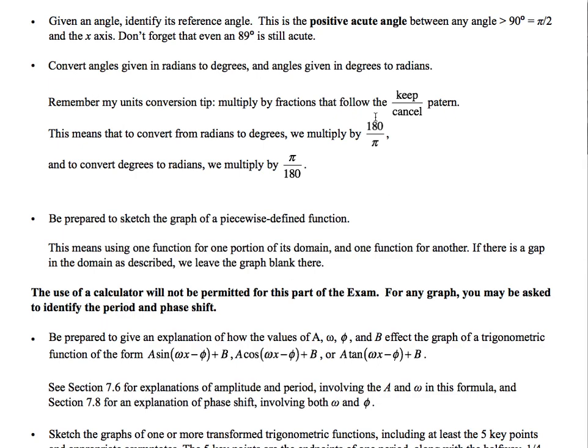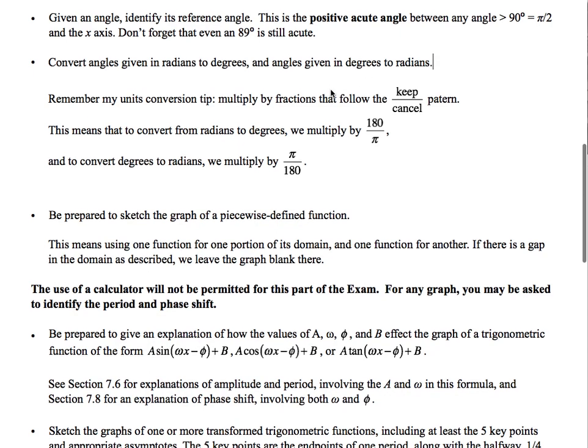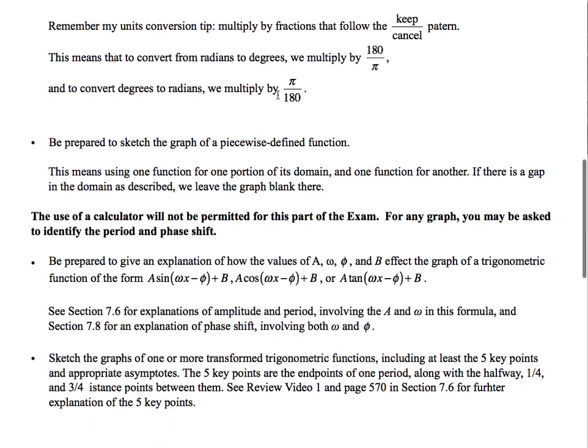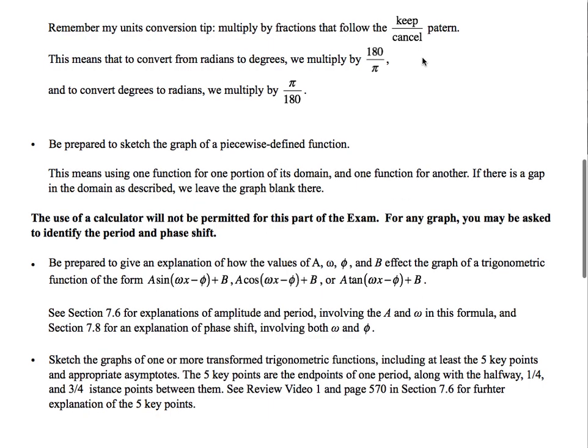Next, we're asked to convert angles given in radians to degrees and angles given in degrees to radians. Remember my units conversion tip: multiply fractions that follow the keep-cancel pattern. So you have some angle in either degrees or radians. If you want to convert from radians to degrees, degrees is what you want to keep, radians is what you want to cancel. So you multiply by that fraction. To convert degrees to radians, you want to keep radians, that's what you want to end up with, so that's in the numerator and degrees are in the denominator.